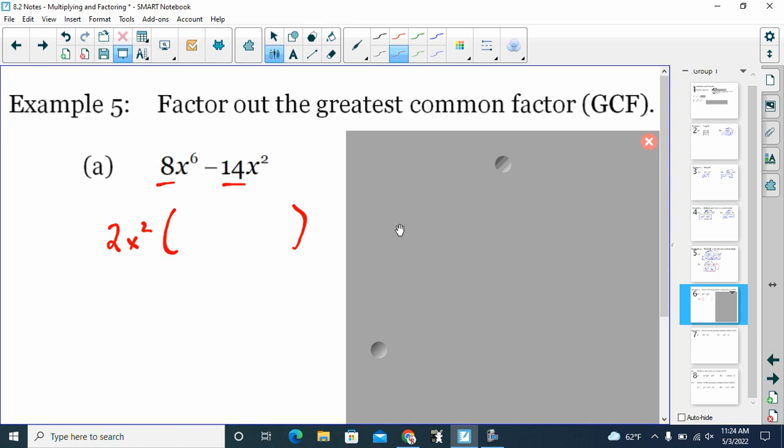And then we actually want to take that out. So this is kind of like reverse distributing. 2 times what gives me 8? Well, we do that by doing 8 divided by 2. And x to the 6th divided by x to the 2nd. Now remember, when you divide, you subtract exponents. 6 minus 2 is 4.